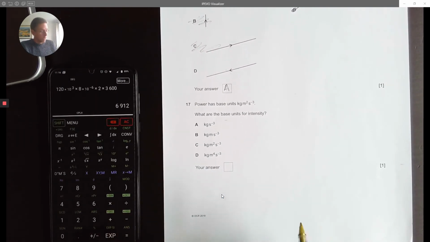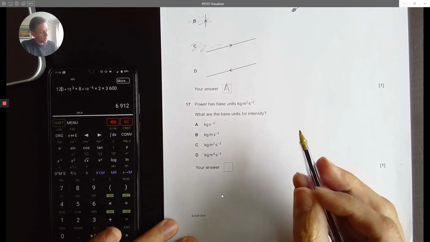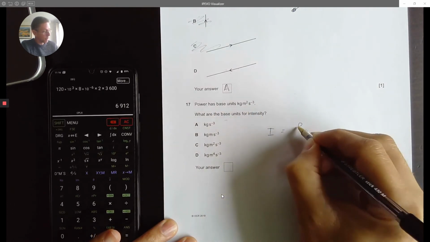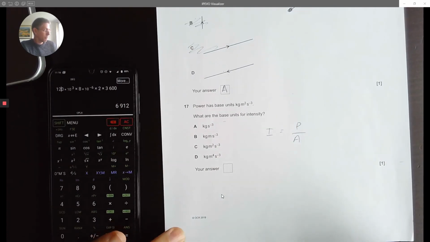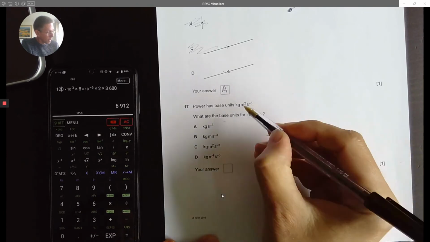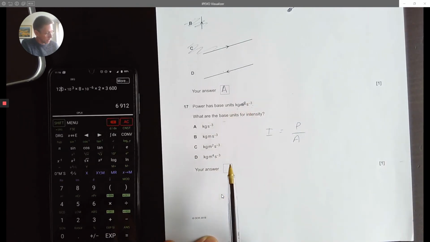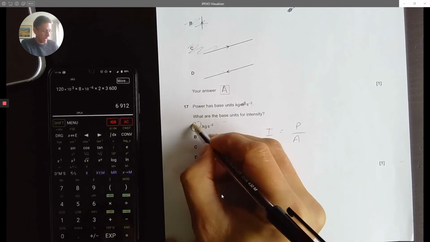Okay, 17. Power has this as base unit. What are intensity? So we remember that intensity is power divided by area, power per meter squared. So we need to take this and divide it by the meter squared, which gets rid of that bit there. So we're looking for kilograms second to the minus 3, and that's answer A. So it's on our list.